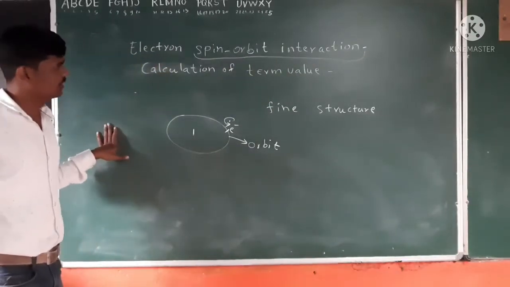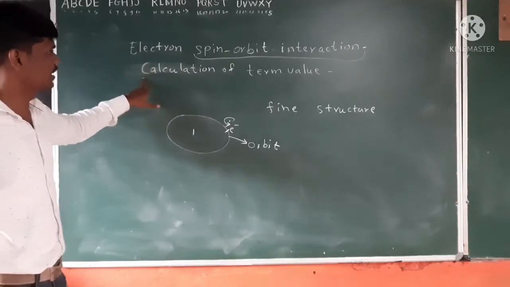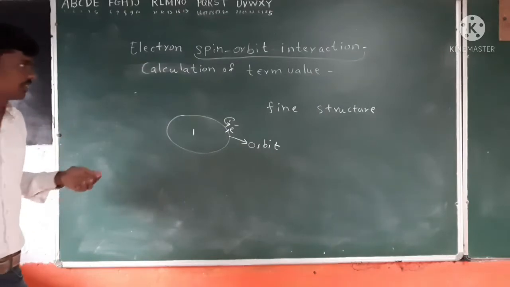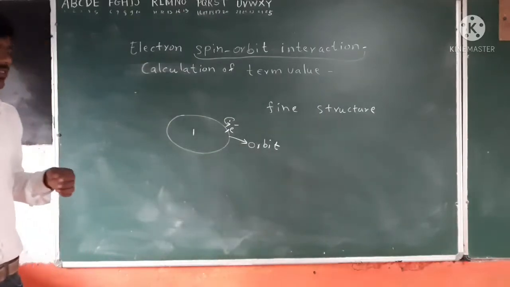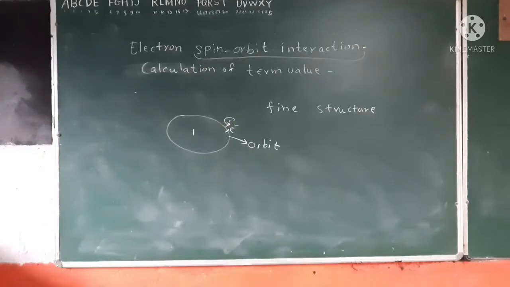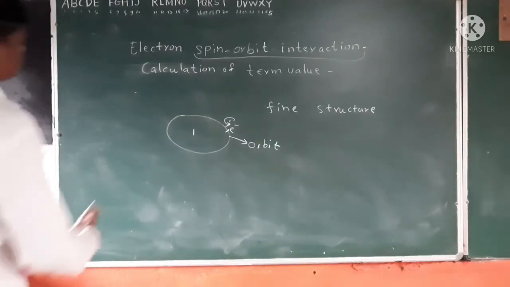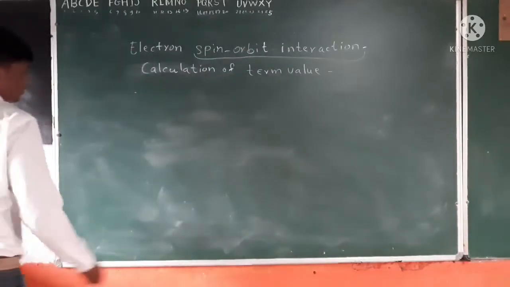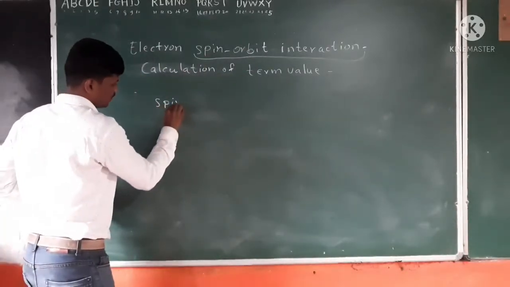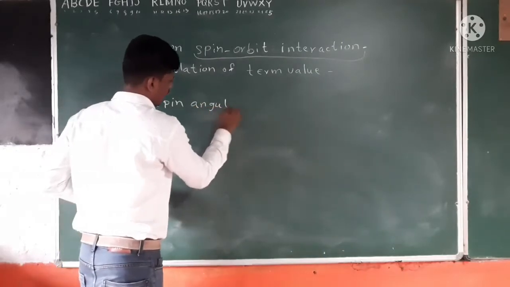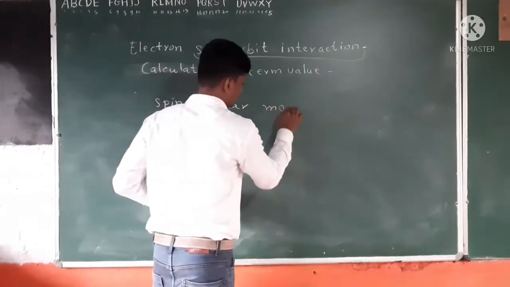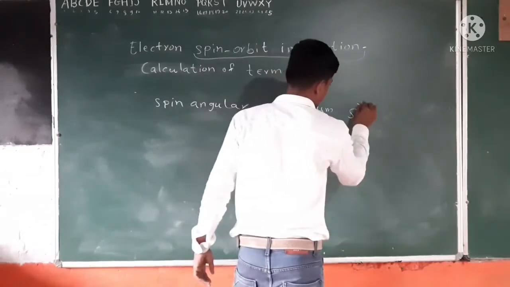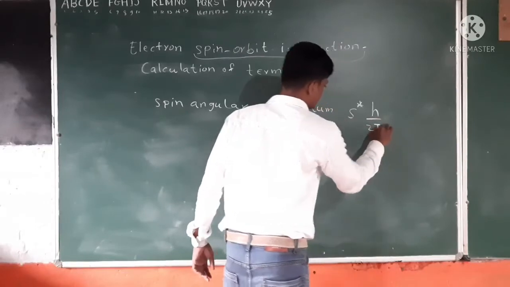Now, in this section, we will calculate the term value, the interaction energy, of a fine structure doublet. First, consider spin angular momentum. Spin angular momentum is S star h by 2 pi.